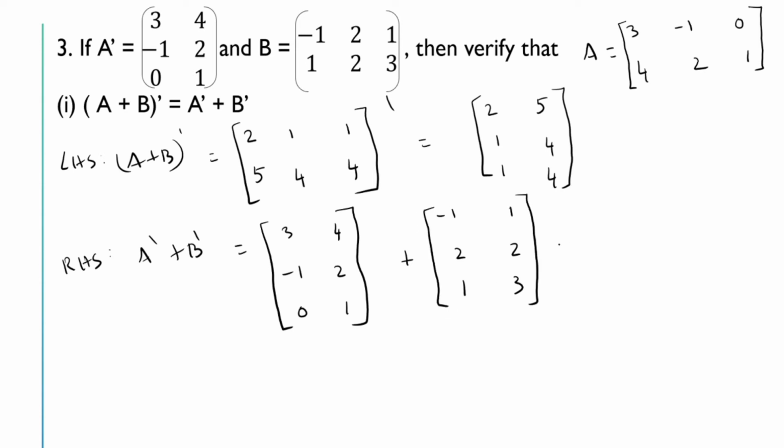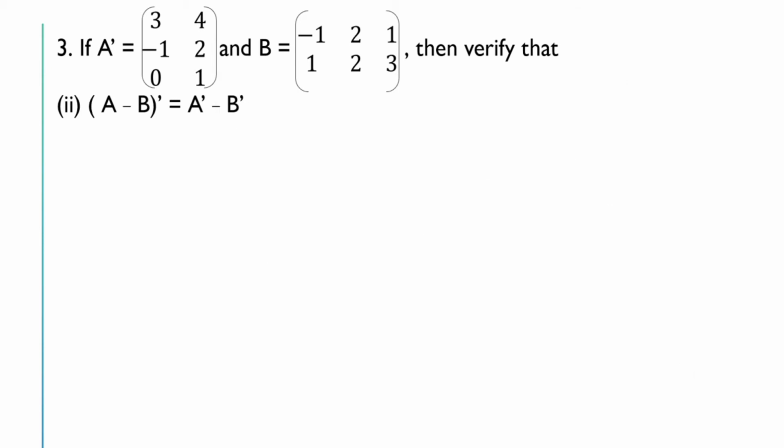Now if we add these two, we get 3 minus 1 is 2, 4 plus 1 is 5, 3 minus 1 is 2, 4 plus 1 is 5, minus 1 plus 2 is 1, 2 plus 2 is 4, 0 plus 1 is 1, 1 plus 3 is 4. So we got these two matrices equal. That is A plus B the whole transpose equal to A transpose plus B transpose. So this is equal to the left hand side.